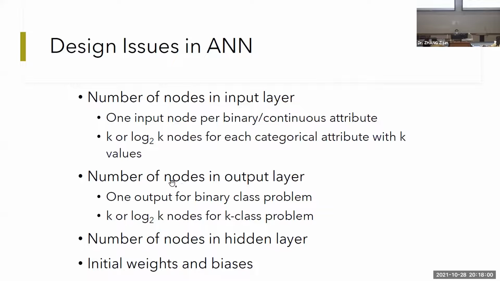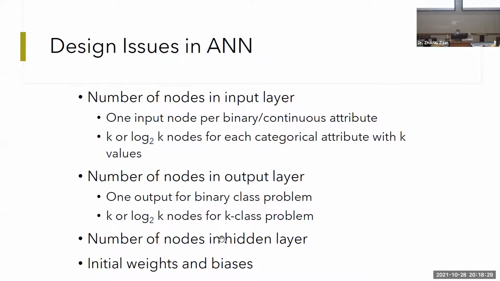All right. The number of output nodes in the output layer, the same story. For a binary class in a classification problem, one output node is enough. But for a k-class problem, you probably need k nodes, and each node is binary, indicating which class it belongs to.